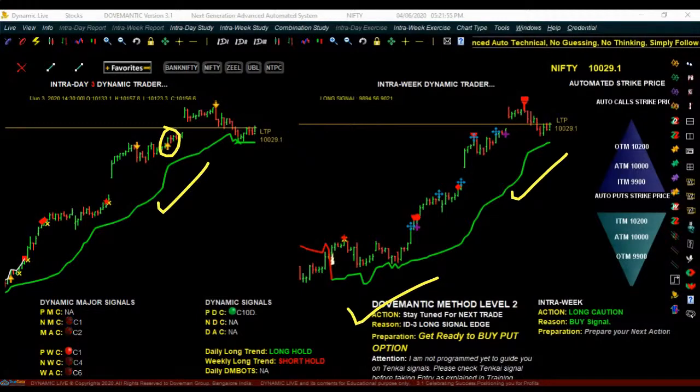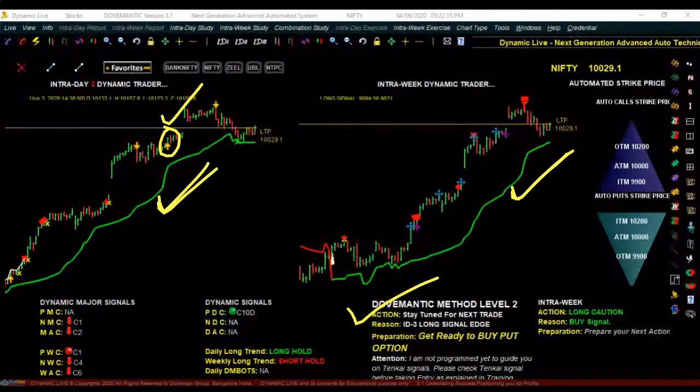In this case, when it said buy call option now, we checked the intraday 3 long signal, it was green in color. We checked the intra-week long signal, that was also green in color. It means both the long signals are telling you that the trend is up. So in an uptrend, you are planning to buy a call option. That is the right way, that is the best way to trade. So no thinking, no guessing, go ahead and do the trade. Just do the trade. Got it?